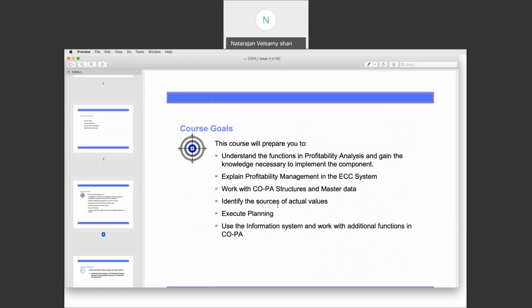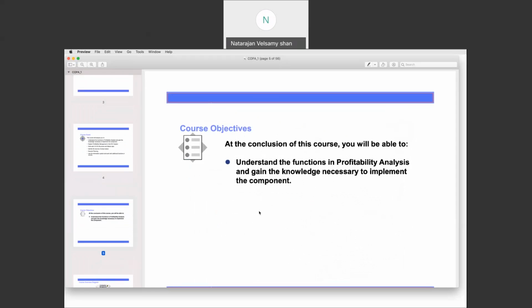The course goal: after this course, you're able to understand the functions of profitability management and gain the knowledge necessary to implement the component, explain the profitability management system, work with COPA structure and master data, identify the source of actual values, execute planning, use the information system, and work with additional functions in COPA. Course objective: at the conclusion of this course, you will be able to understand the functions in profit analysis and gain the knowledge necessary to implement the component.